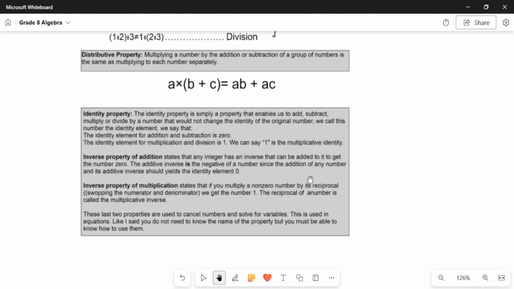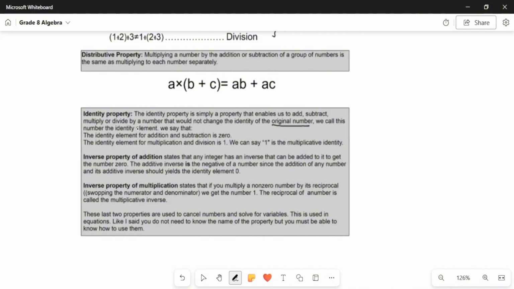Right, then we have the identity property. The identity property is simply a property that enables us to add, subtract, multiply, or divide by a number that will not change the identity of the original number. Where will this be useful? More when we talk about equations. But we'll talk about that when we get there. Just keep these principles at the back of your mind.